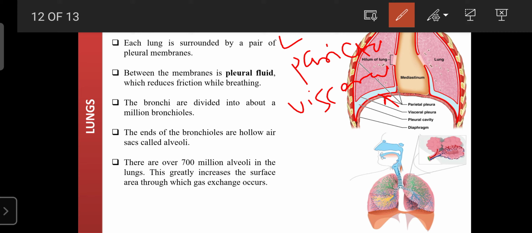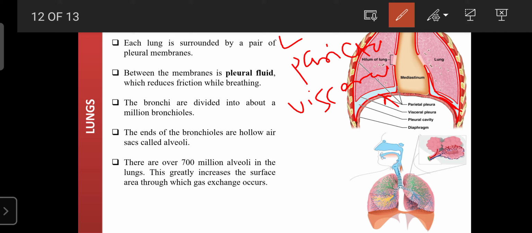Between the parietal membrane and the visceral membrane, there is a cavity, known as the pleural cavity. This cavity is formed by two layers, the visceral layer as well as the parietal layer, and the gap between them is known as the pleural cavity. The pleural cavity is filled with fluid, known as the pleural fluid. The pleural fluid plays an important role in inspiration as well as expiration. The pressure in the pleural fluid also reflects on inspiration as well as expiration.